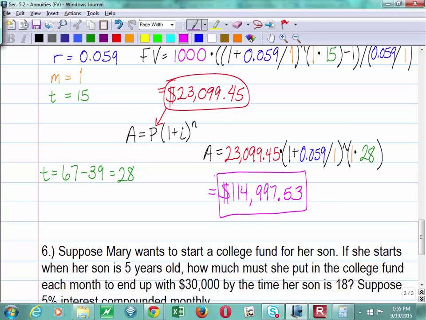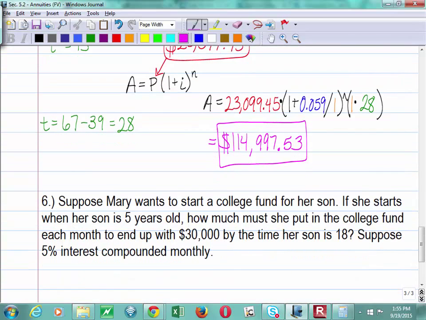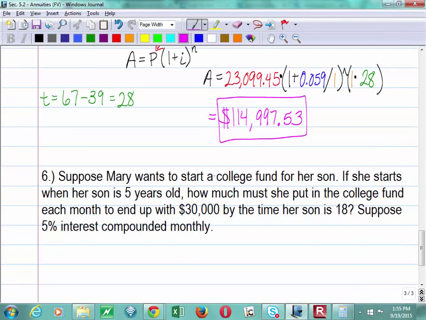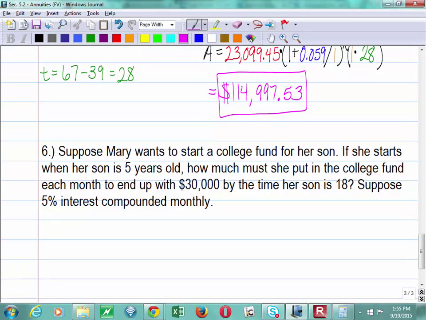Alright, so yes, this is why we need to start saving up our money. Not that it's easy to find these kind of interest rates, but still.